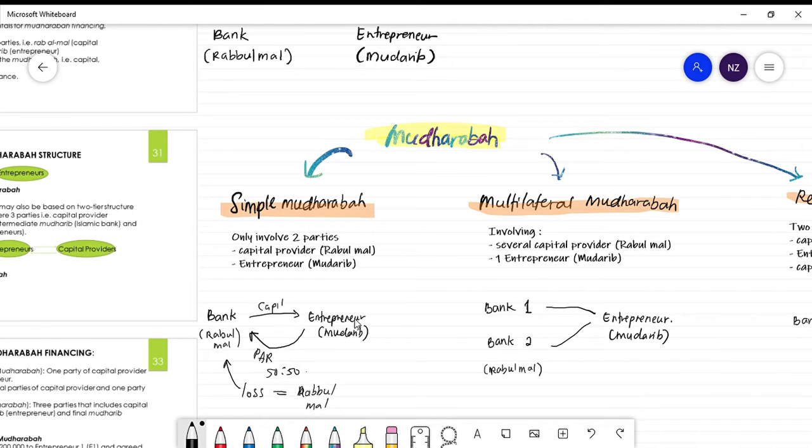This is the structure for simple Mudharabah, which involves only 2 parties. So there is one pre-agreed ratio and only one losses borne by the bank. And that is simple Mudharabah.